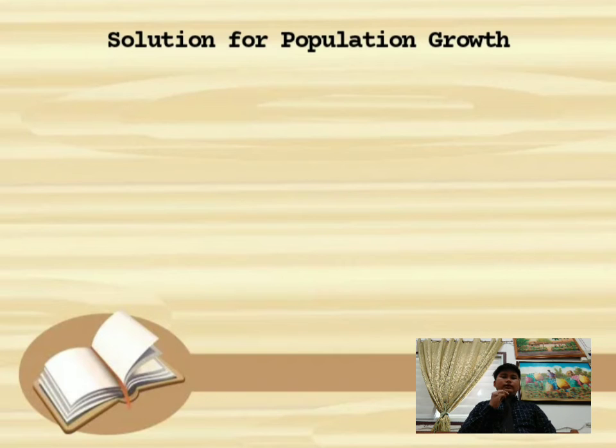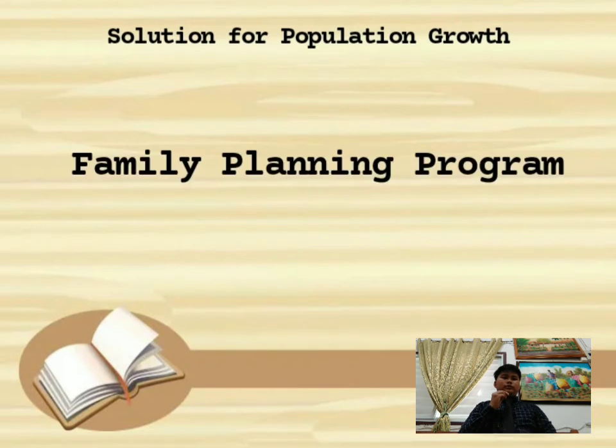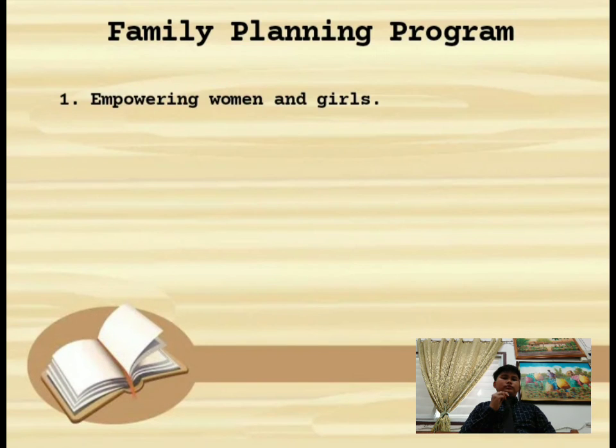And now we're here at the last, which is the solution for population growth. According to Population Matters, there is a solution to slow the growth of our population. And this is the family planning program. The family planning program has components to solve the problem in population growth.